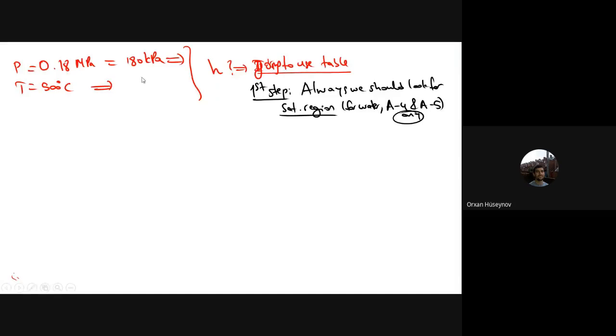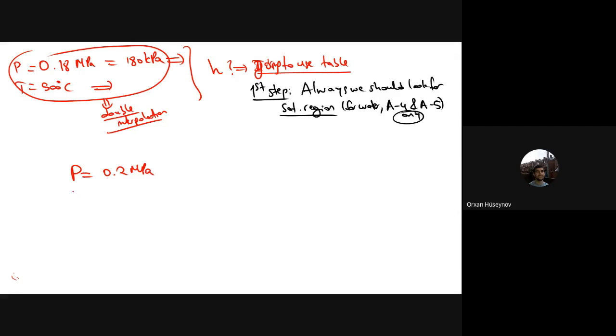Here, in this case, it will require double interpolation. But before doing double interpolation, I will do the linear interpolation, one step. To make it one step, I will make the pressure 0.2 megapascal, but the temperature 560 degrees Celsius. With these values, I'm going to ask you the enthalpy value.